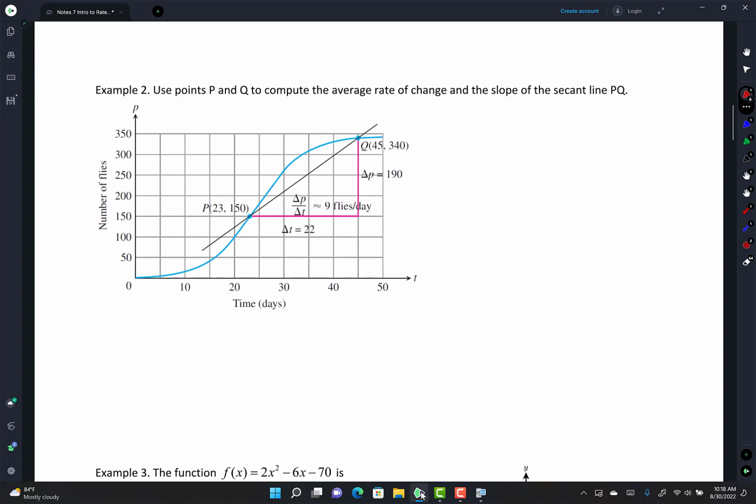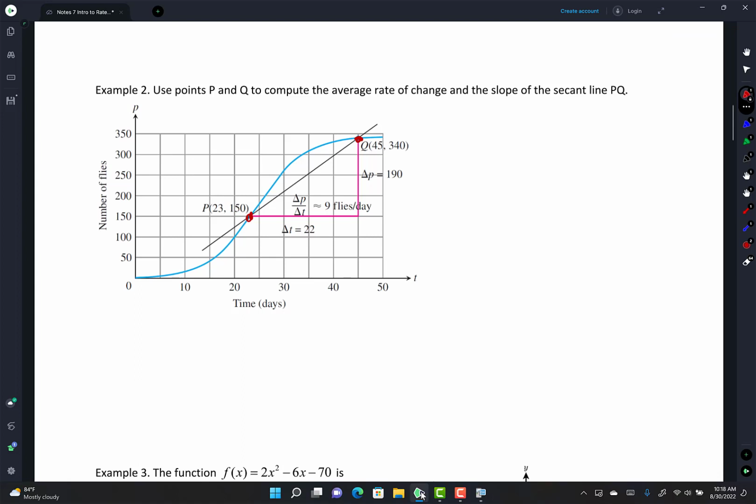Don't freak out. It says use points P and Q to compute the average rate of change and the slope. Notice that they use the word secant. Secant line PQ. Do you see that line? Notice that it goes through 2 coordinates. If I want to compute the average rate of change, what are they looking at here? Number of flies and time of days.